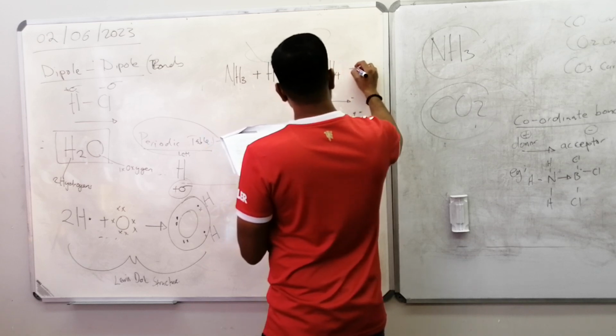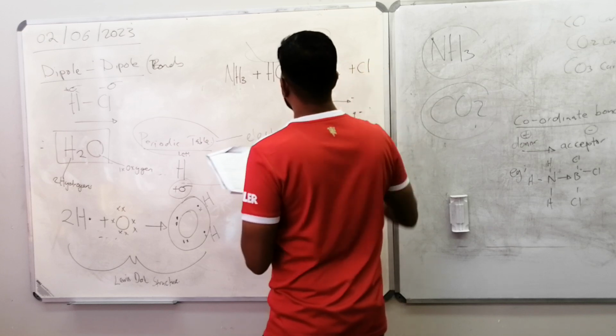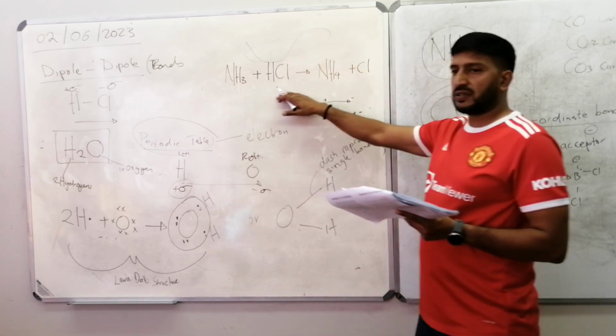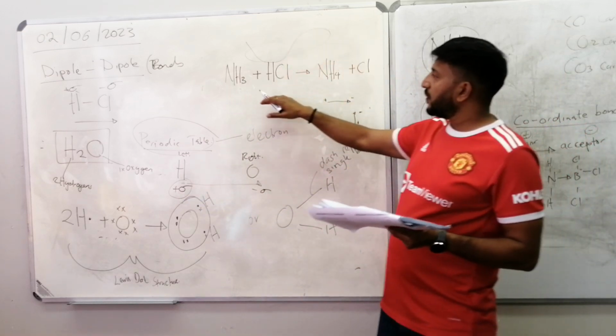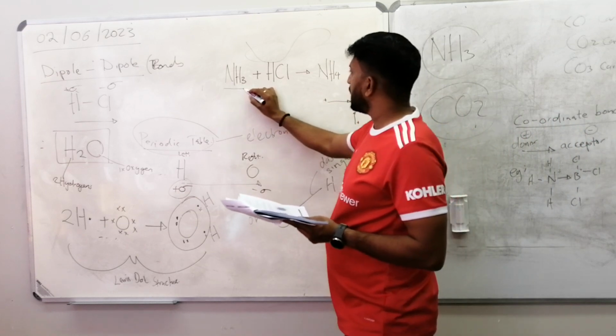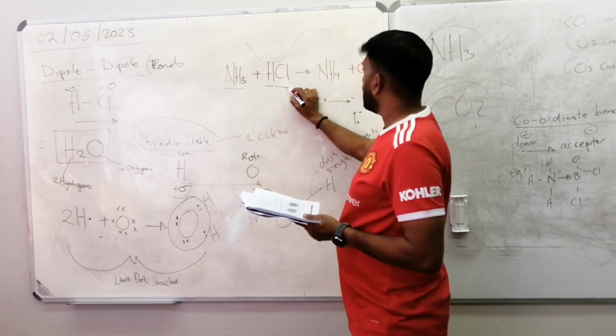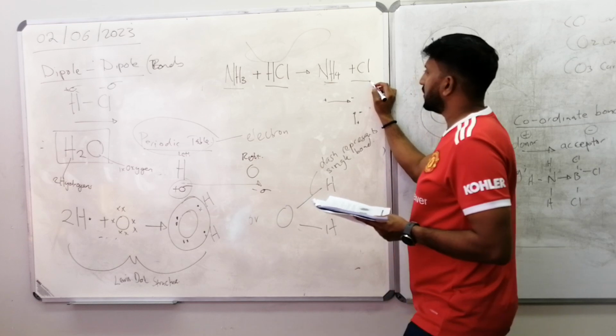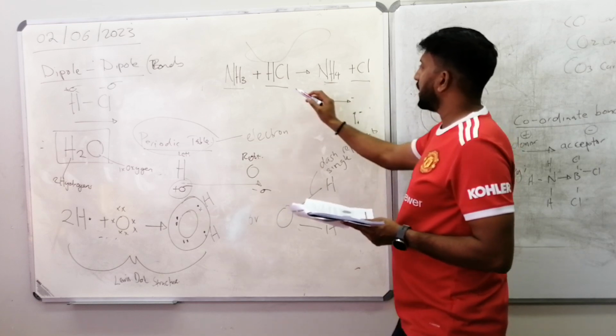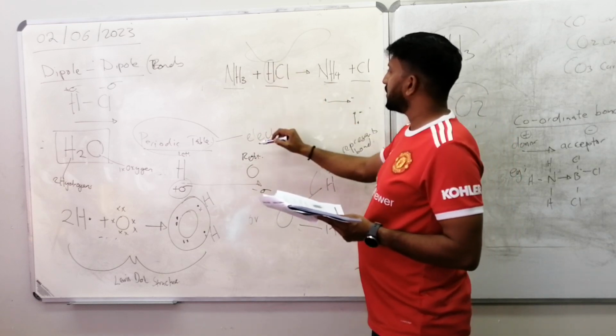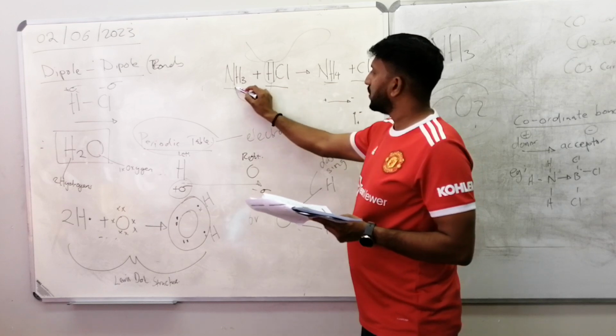NH4 plus Cl minus. So if we look at it like this, don't worry about the notes for now, we've got NH3, HCl, and then we've got NH4 and Cl. So what does it tell you? That this hydrogen went to jump ship.